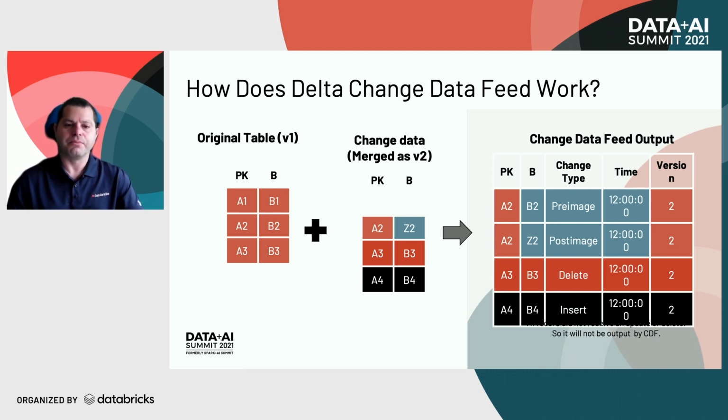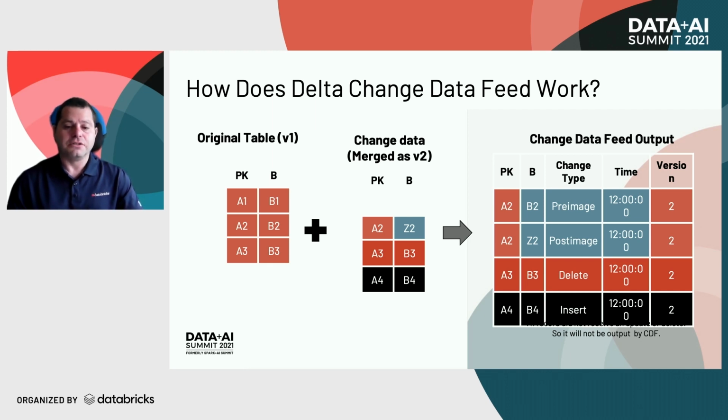But now you can get a new data frame, which is based on the change data feed output. In this case, we get 4 records. A2 has a pre-image. You can see that column B has B2, the old value. A2 also has another record for a post-image. You can see that column B now has the new value, Z2. Both of them will have the time and the Delta version.